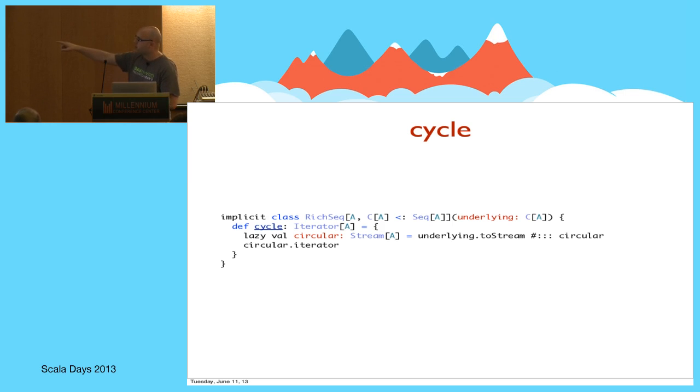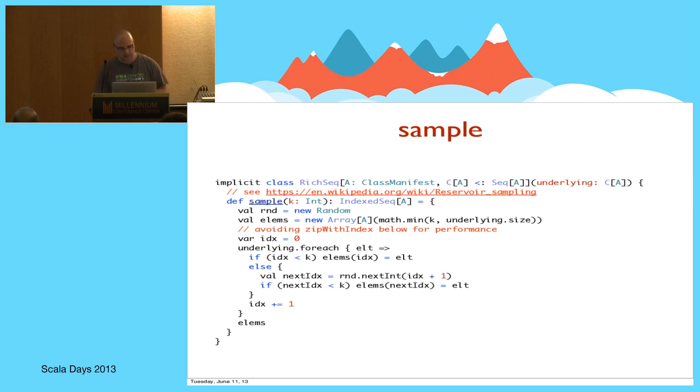So the cycle method basically converts the underlying instance to a stream, which is Scala's lazily evaluated list, and we just attach it back to ourselves, so back to circular. It's a little mind-bending at first, but it basically gives you a never-ending iterator that recycles the existing elements and doesn't waste space.